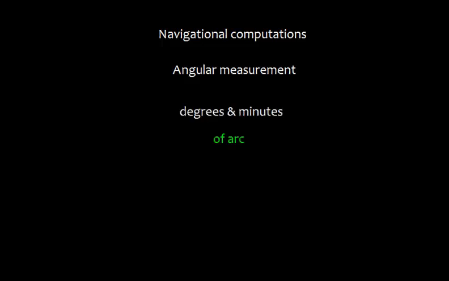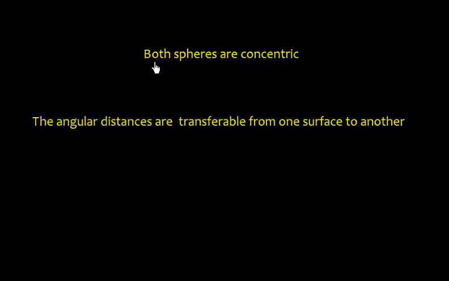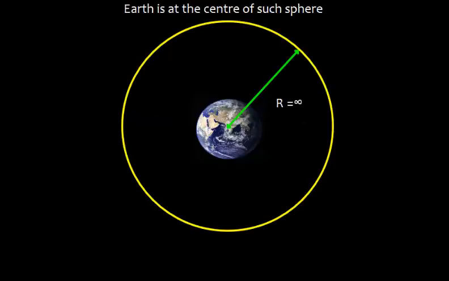Well, navigational computations require angular measurement, and that measurement is in degrees and minutes of arc. Now, this arc could be on the Earth's surface or on the celestial sphere. However, both the spheres are concentric. The angular distances are transferable from one sphere to another. Say the Earth is at the center of the celestial sphere. This one is the celestial sphere, and this is the radius, which is taken as infinite.